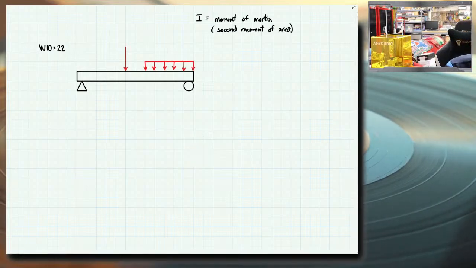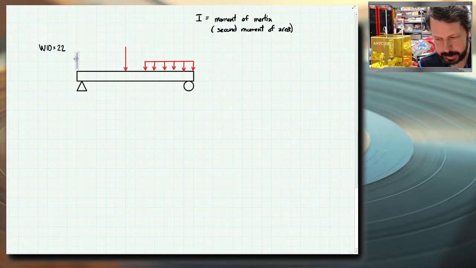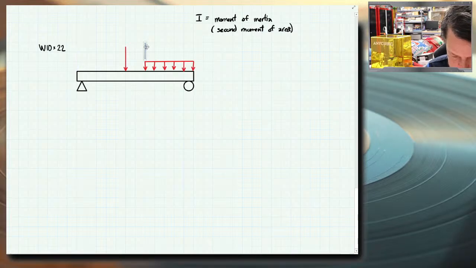We need some dimensions on there too, though. So let's say we've got this dimension. Oh, I didn't want to move it. We need something here. Sure, land on that one.